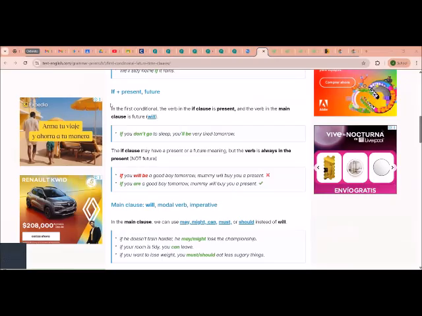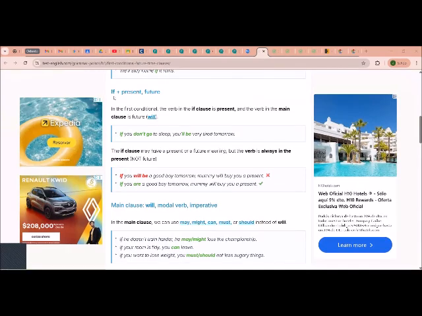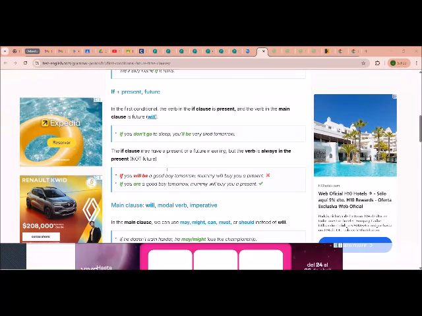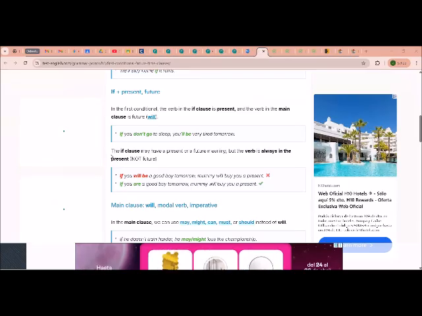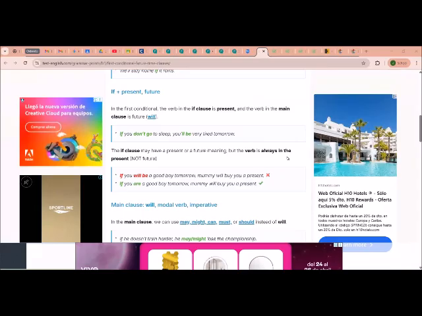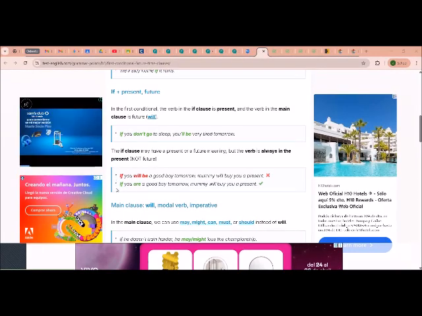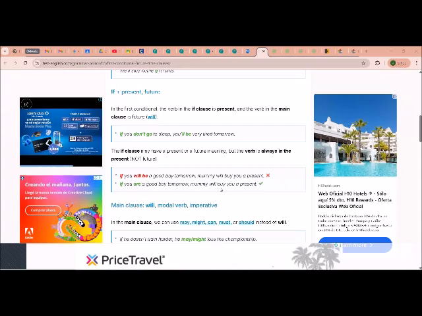First condition. Yes. In the first conditional, the verb in the if clause is present, and the verb in the main clause is future, will. If you don't go to sleep, you'll be very tired tomorrow. Continue. The if clause may have a present or future meaning, but the verb is always in the present, not future. If you will be a good boy tomorrow, mommy will buy you a present. If you are a good boy tomorrow, mommy will buy you a present.